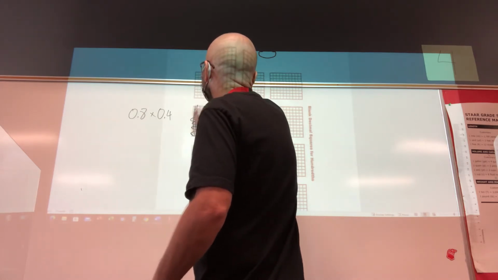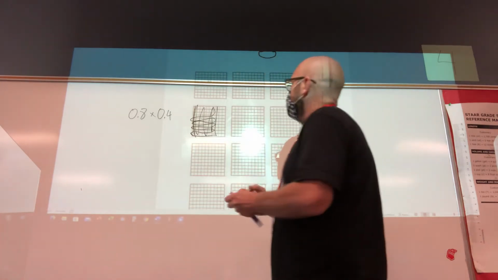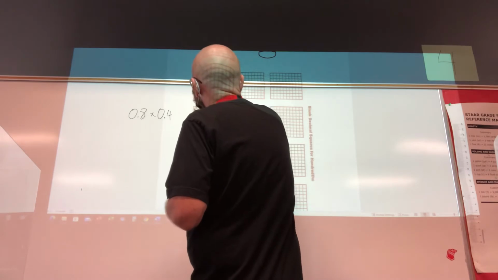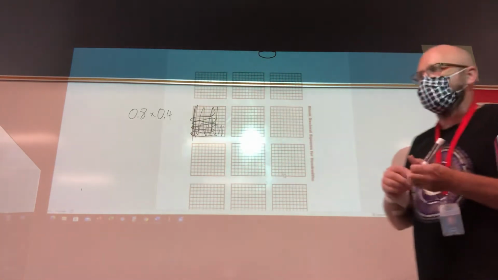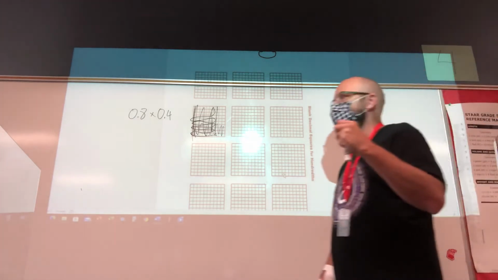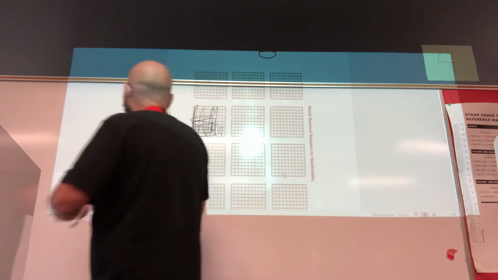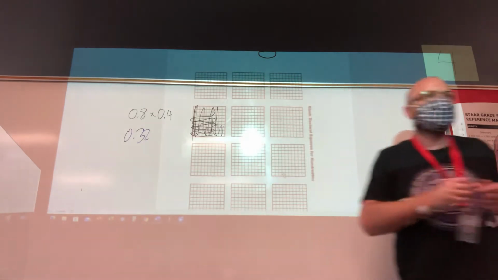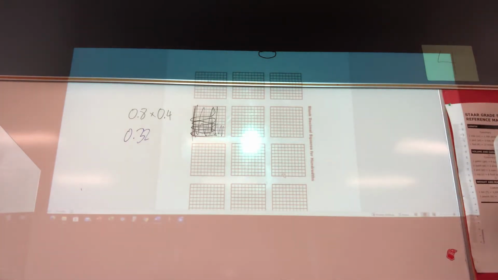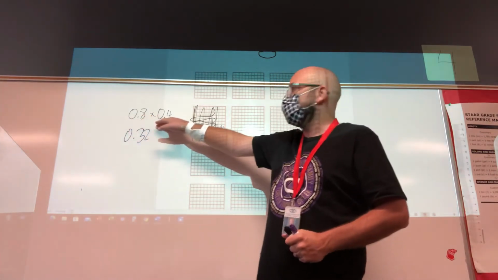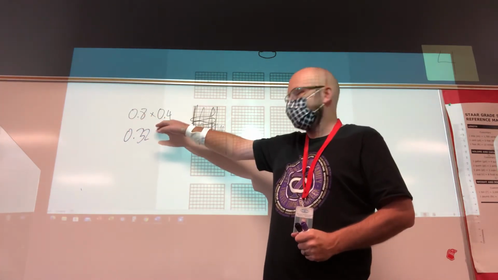So 8 columns are shaded in. Then I shade in 4 rows. And the number of little squares that are colored in both colors is how many hundredths I have. So how many hundredths do I have? There's going to be 32 hundredths. All you have to do is look at how many little squares. Shade the first factor in one direction, the second factor in a different direction.